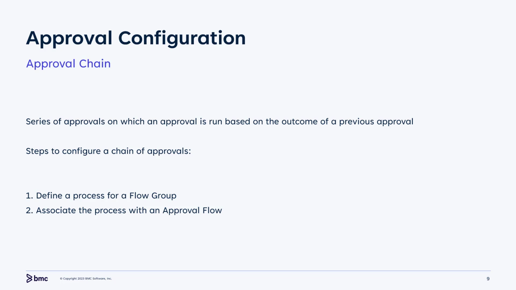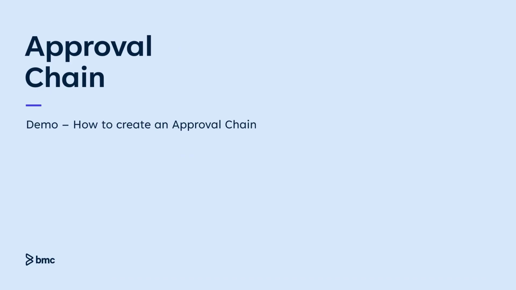Now, as you may remember from one of our previous slides, the second step in the process to configure an approval is to create an approval chain. A chain of approvals is a series of approvals where an approval is run based on the outcome of a previous approval. To create an approval chain in business workflows, we first need to define a process for a flow group, and second, we need to associate such process with an approval flow. An approval chain can be configured for both types of approval flows, level of approval and general approval. In the following demo, we'll take a look at the steps on how to create an approval chain.